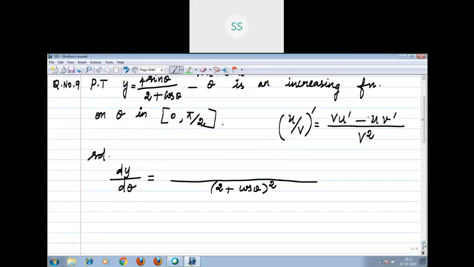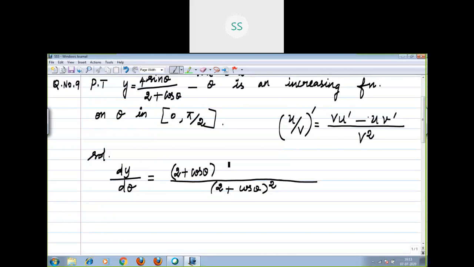What is your u? u is 4 sin theta. What is your v? 2 plus cos theta. Now we are going to apply the formula: v, that is 2 plus cos theta, into the differentiation of u, that is u dash.